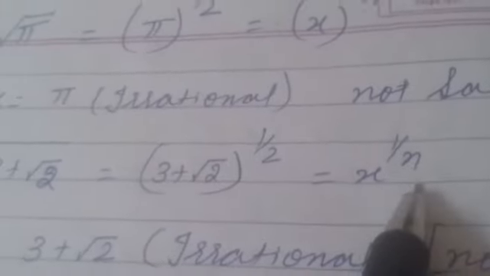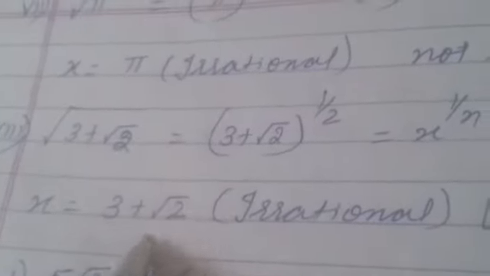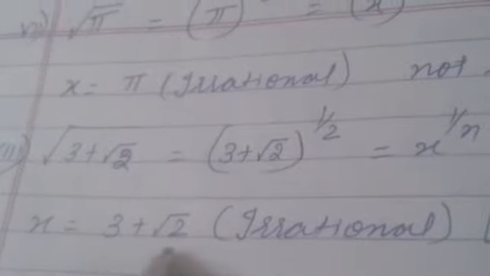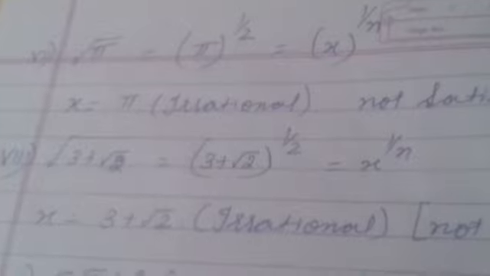Now come to 8th part. This is our 8th part, which can be written as 3 plus root 2 raised to the power 1 by 2. Compare it with x power 1 by n. Now base x is what? 3 plus root 2. As you know, you can't find out the exact value of root 2. It means x is an irrational number. So the first condition is not satisfied. It is not a surd. Clear, children? So first question, all the parts which I left, you have to solve yourself.